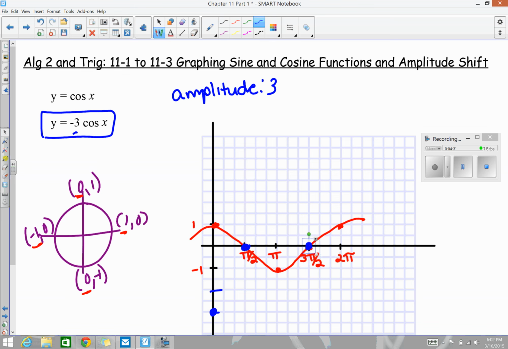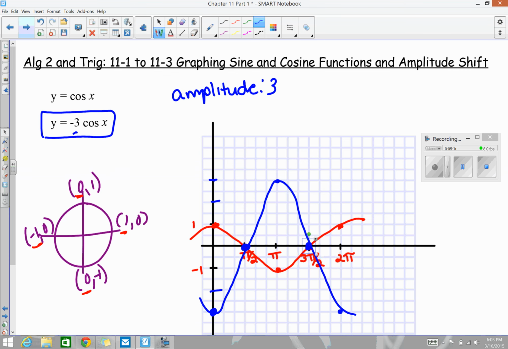So we start at negative 3. Negative 1, again, change direction, so it would be positive 1, but our amplitude is 3, so go up to 3. Positive 1, down to negative 3. So again, our amplitude is always positive, so we take the absolute value of the number in front of the function. And negative tells us to switch directions. So that's your basic sine and cosine curves and showing you two examples with an amplitude.